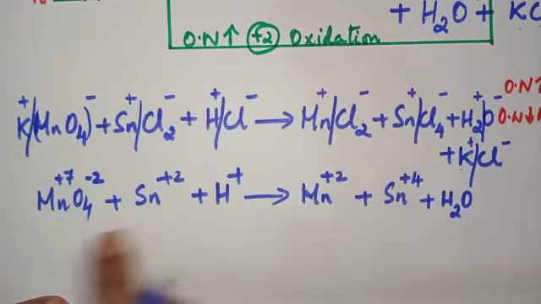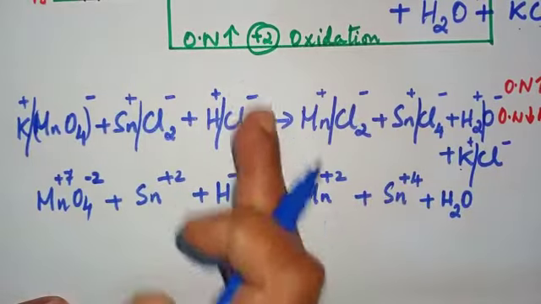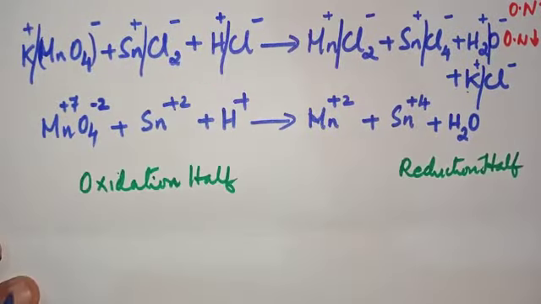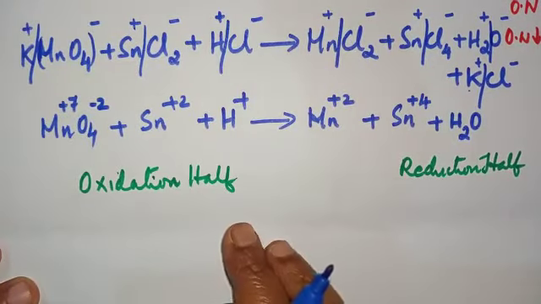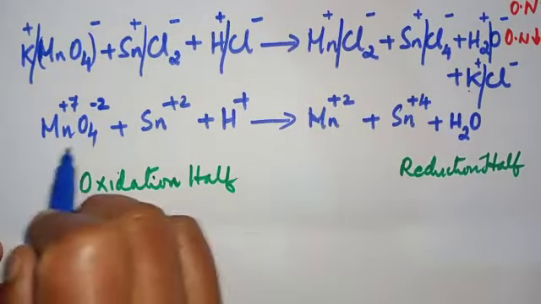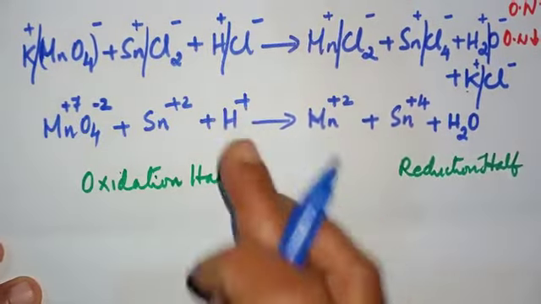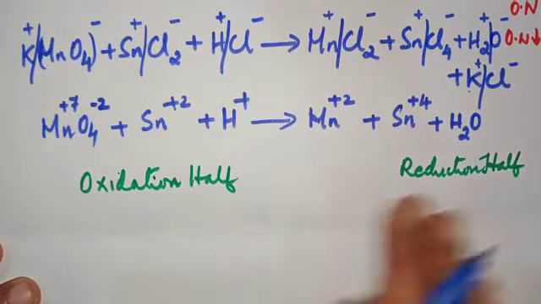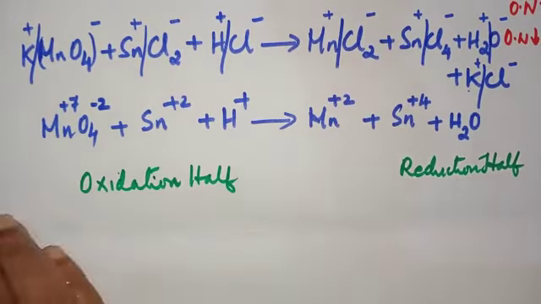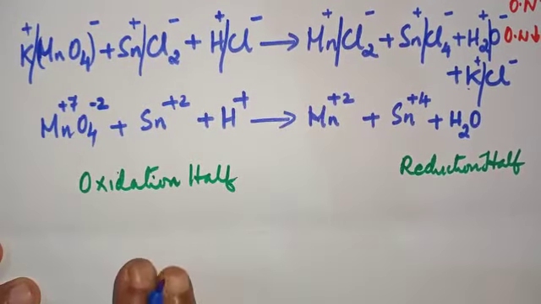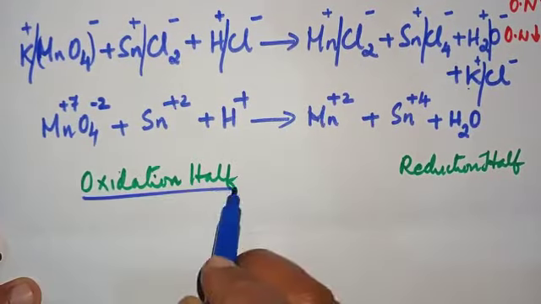Fine. So now we are going to separate this equation into two halves. One is the oxidation half, another one is the reduction half. Yes. Now let us write the oxidation half and reduction half reactions. Now this is the ionic equation of this redox reaction. So from that we just write which is the oxidation half and reduction half reaction. We know which atom is undergoing oxidation and which atom is undergoing reduction, so that we know very well.